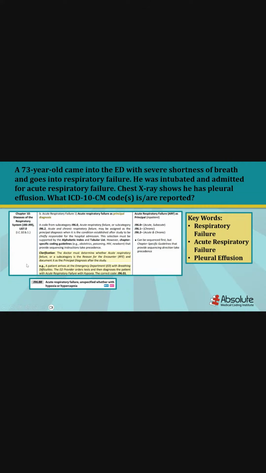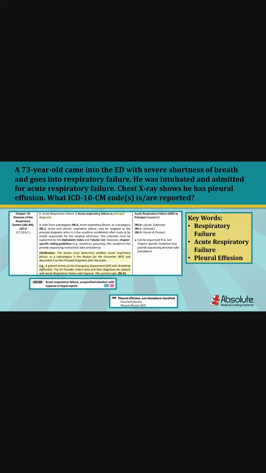So this is going to be acute respiratory failure, unspecified, whether with hypoxia or hypercapnia, because obviously that was not listed anywhere in this scenario. So that is going to be our first listed code, and this is going to be two codes because after you code for the acute respiratory failure, then you're going to have to code for the pleural effusion that they found on the chest x-ray. So you're going to look for that code, and you are going to find J90, pleural effusion, not elsewhere classified, pleural effusion NOS. So those are going to be the two codes, and that is how you're going to sequence them, J96.00 and J90.